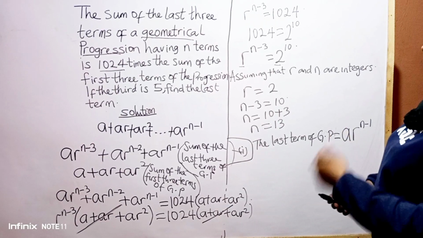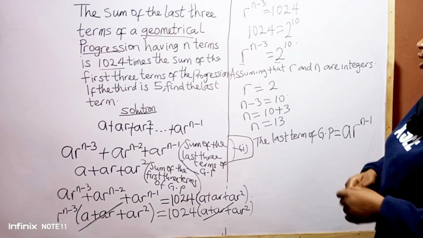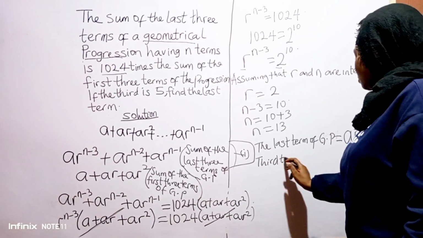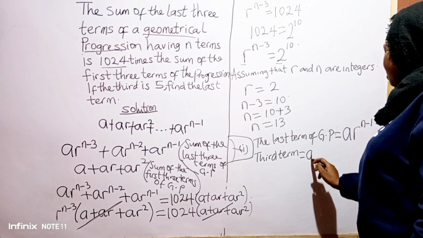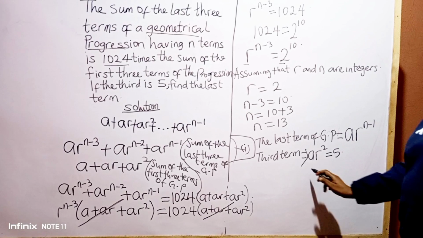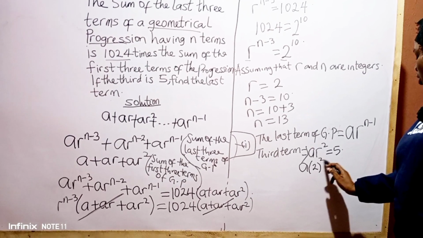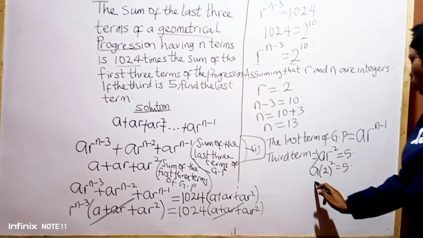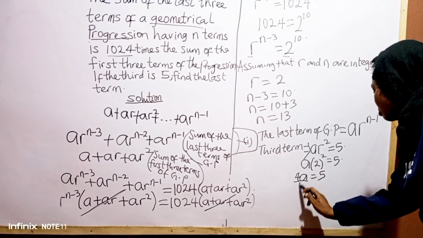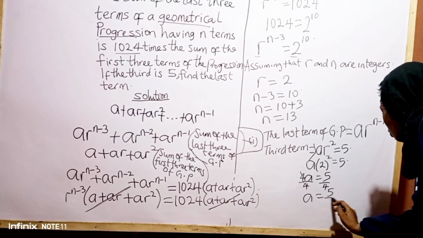So from here, I need to find the first term. I have my third term, which is a r squared, equal to 5. So let's substitute the value of r, which is equal to 2 squared, equal to 5. So this is 4a is equal to 5. Divide both sides by 4. So a is equal to 5 over 4.